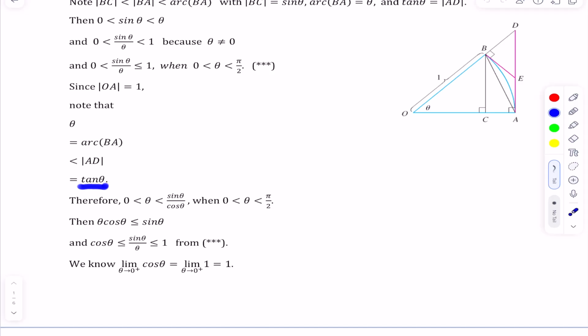Tangent of theta is also sine of theta over cosine of theta, and so we now analyze this inequality as long as theta is less than pi over 2 radians. Multiply each part of this inequality by cosine of theta, and we get this.